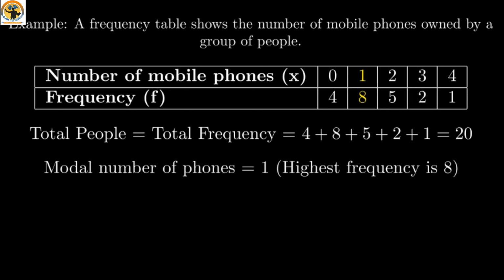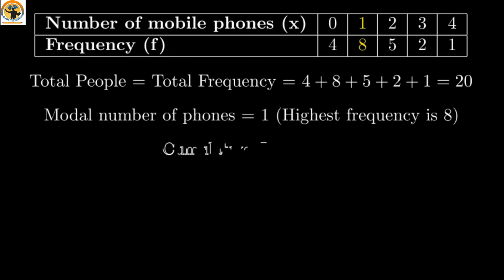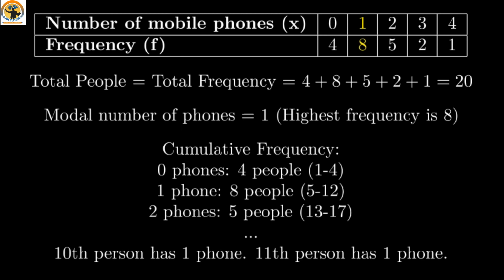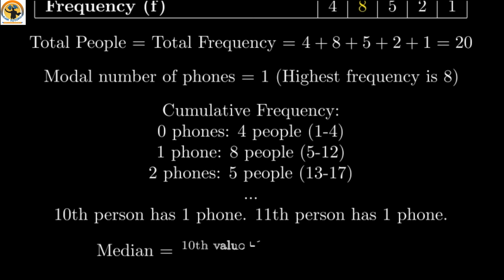We can use the table to find where these people fall. The first 4 people have 0 phones. The next 8 people, so persons 5 through 12, have 1 phone. Both the 10th and 11th person fall into the group that owns 1 phone. This means the 10th value is 1 and the 11th value is 1. So the median is (1 + 1) divided by 2, which is 1. The median number of phones is 1.